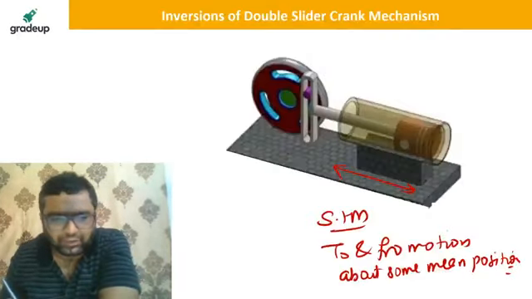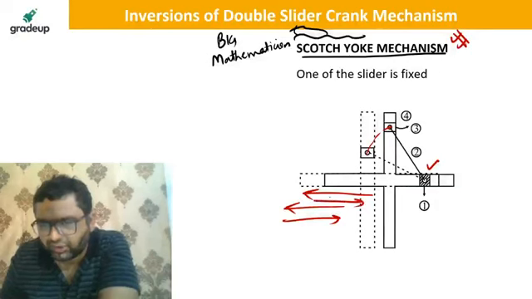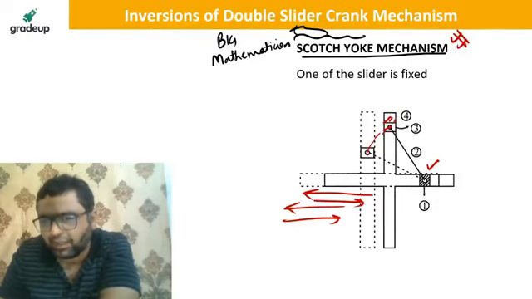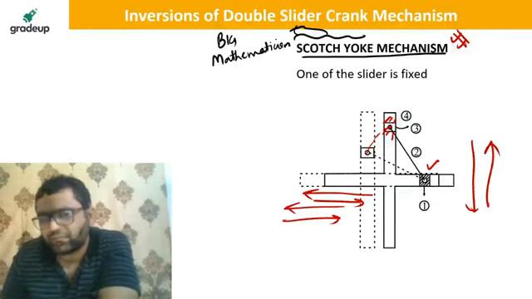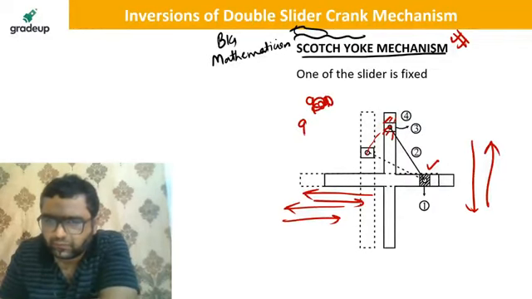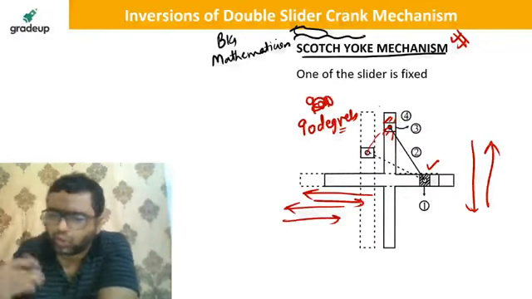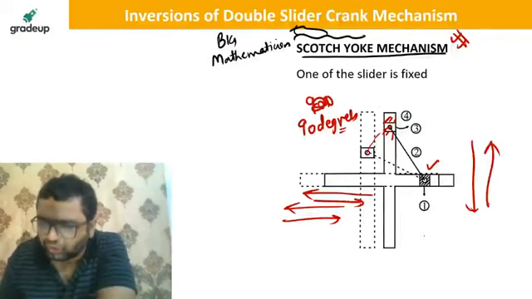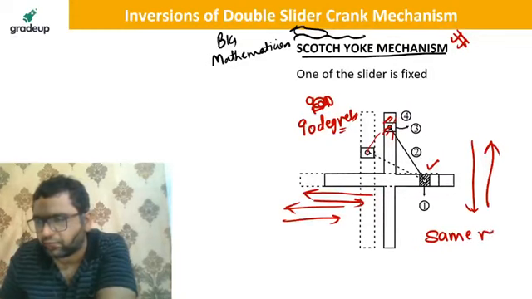I would like to tell you that if this slider is kept fixed, you are having SHM in this direction and this direction. If you fix the other slider, then you will have SHM in this and this direction, meaning the mechanism is rotated by 90 degrees. So do you feel that fixing one slider or the other gives the same relative motion or different? Obviously they are giving us the same relative motion.